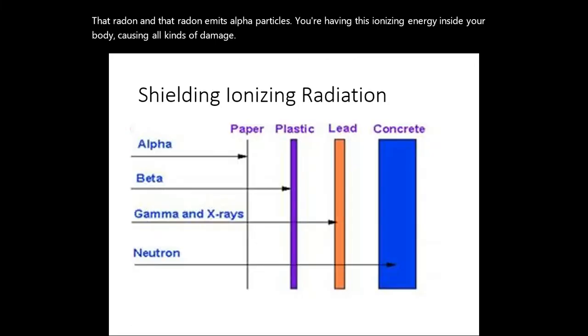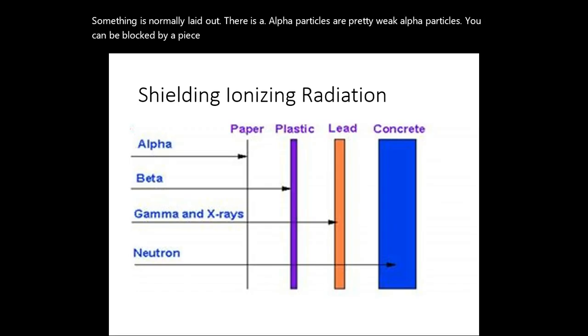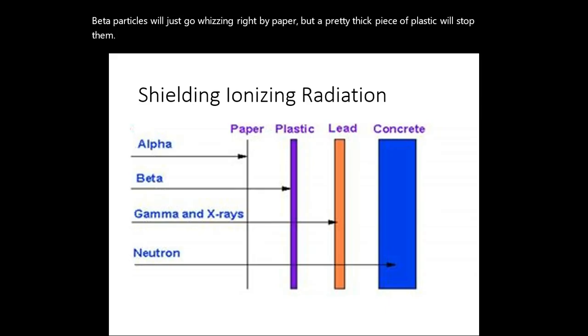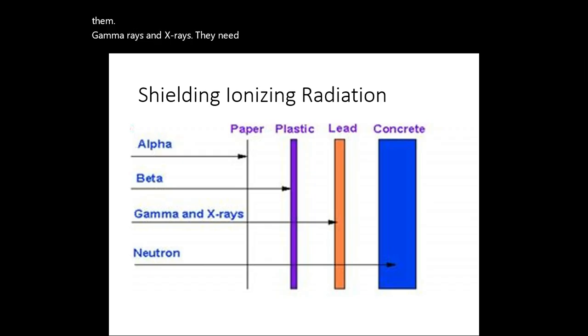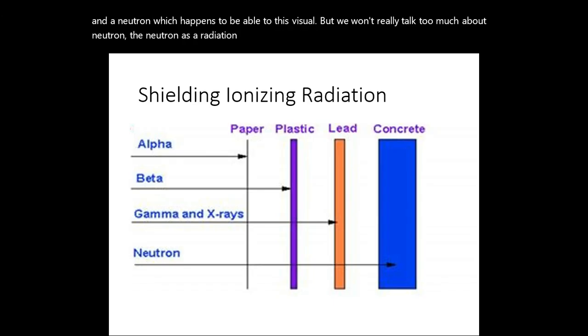Something normally laid out there is that alpha particles are pretty weak. Alpha particles can be blocked by a piece of paper. Beta particles will just go whizzing right by paper, but a pretty thick piece of plastic will stop them. Gamma rays and X-rays need to be blocked by something really thick and intense like lead. And a neutron, which happens to be on this visual, but we won't really talk too much about the neutron. As an ionizing radiation, it can go straight through lead, and can be blocked by a very, very thick piece of concrete.